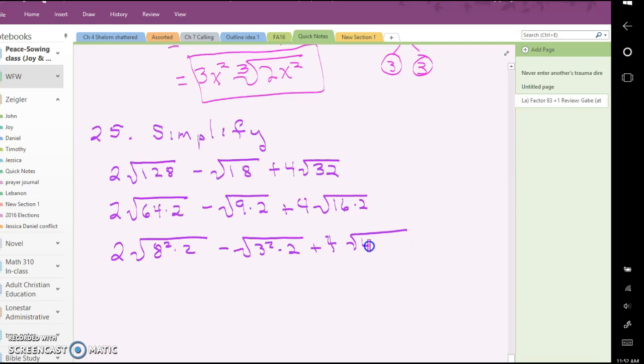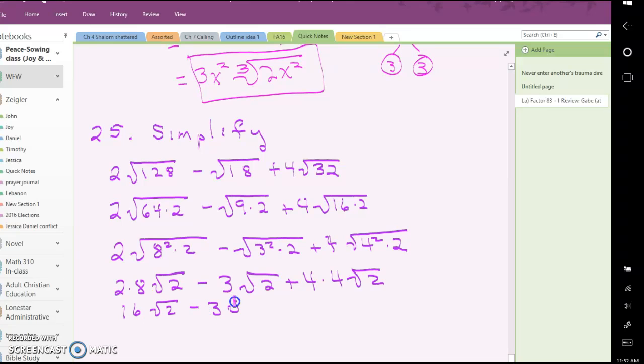And 4 squared is 16. Okay, now we pull out our squares. The square root of 8 squared is 8, so we have 2 times 8 square root of 2 minus 3 square root of 2 plus 4, our 4 on the outside, and then the one we pull out, square root of 2. Now we have like terms, so let's multiply 16 square root of 2 minus 3 square root of 2 plus 16 square root of 2.